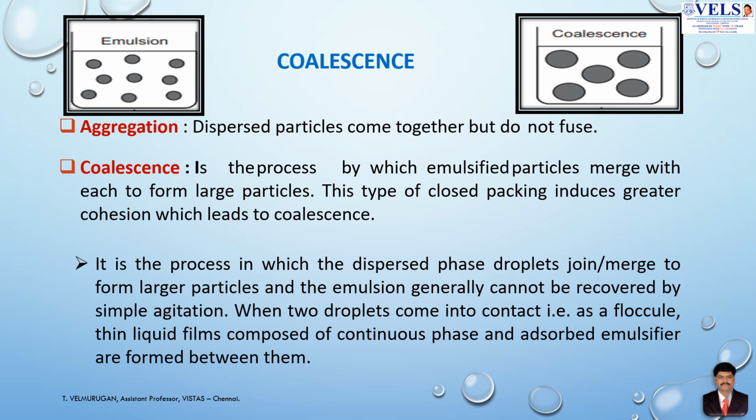It is formed when two droplets come into contact, as a floccule, and thin liquid films composed of continuous phase and adsorbed emulsifiers are formed between them. So if coalescence is formed, we cannot make a stable emulsion. That's very important. So we have to avoid the coalescence of the particles, coalescence of the emulsions.